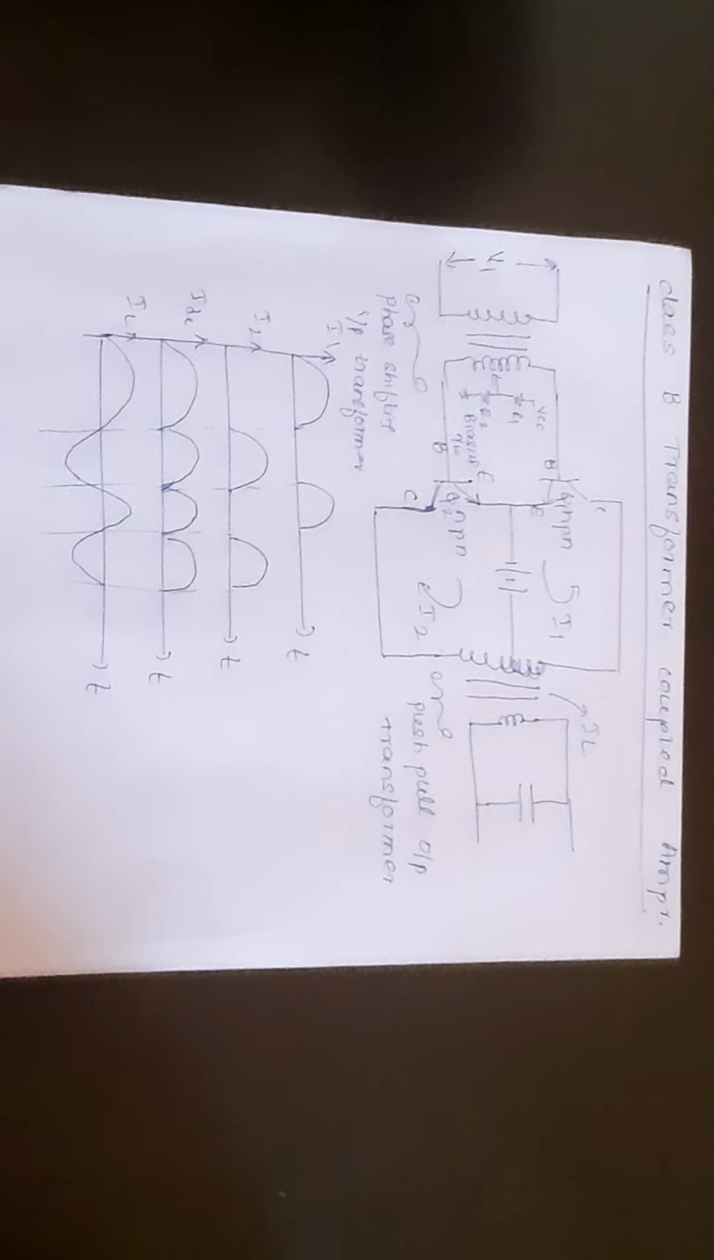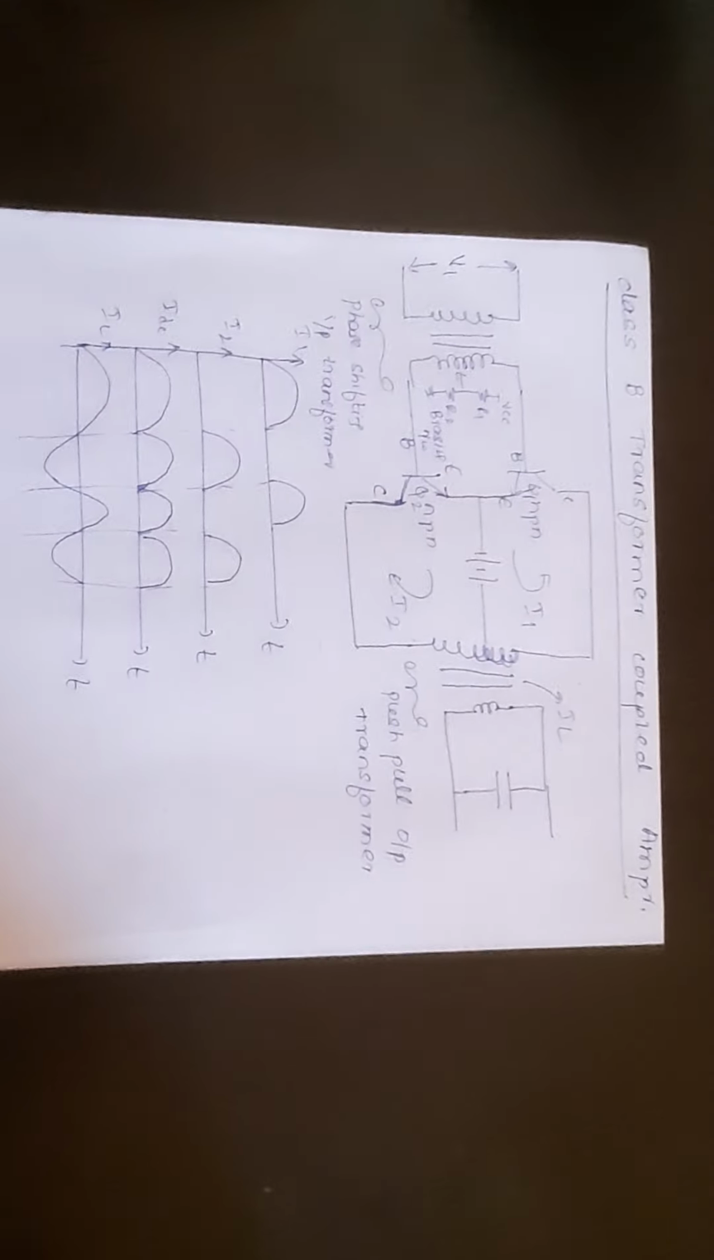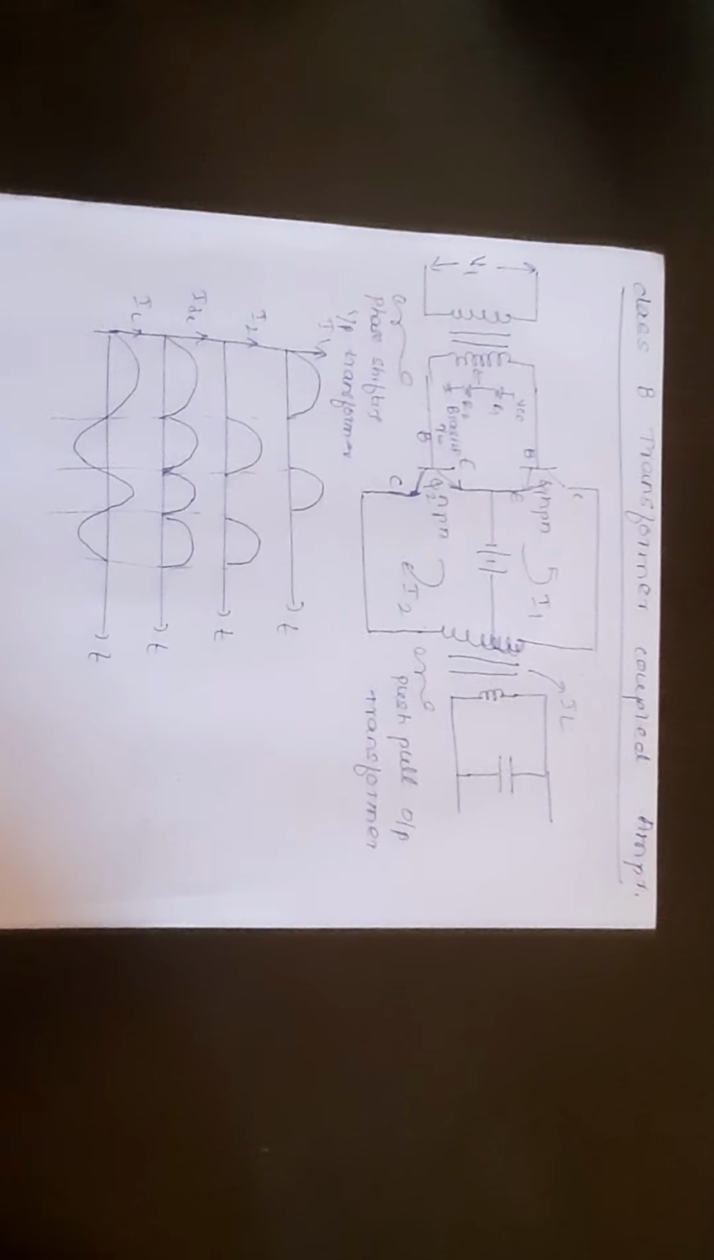Today's topic is Class B transformer coupled amplifier. In the Class B amplifier, the operating point is located in the cutoff region. Hence, the transistor conducts only for 180 degree or half of the input signal. It conducts only from 0 to 180 degree in Class B amplifier.